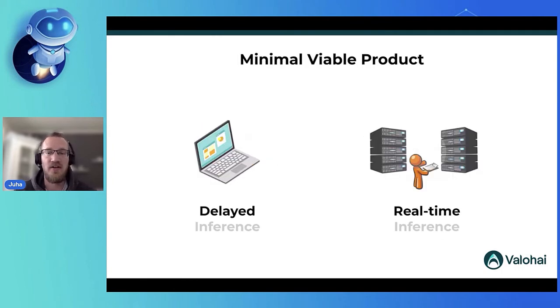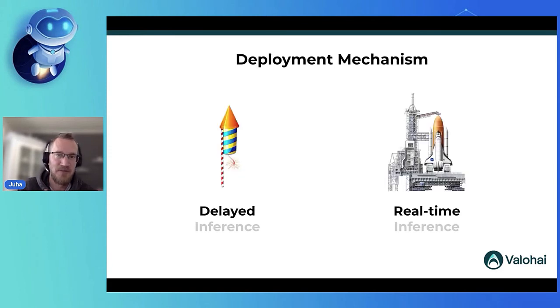Another thing that is different is the minimal viable product. I don't think anyone should do their production inference on a laptop, but it's possible. Whatever infrastructure you used for training, you can use that for your production if you're doing batch or delayed. Whereas for real time, you always need to set up some kind of web service, some kind of server. So the minimal viable product is much simpler for batch or delayed.